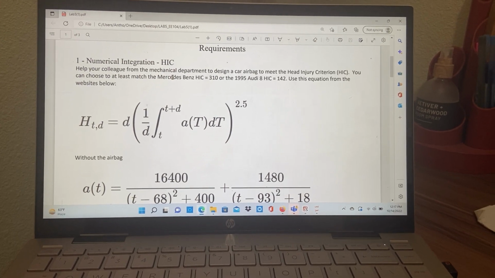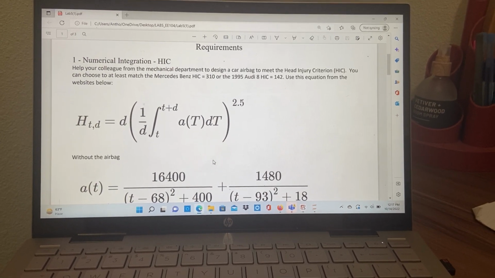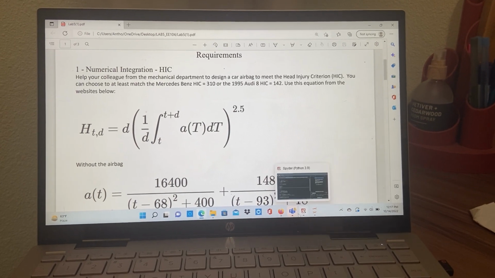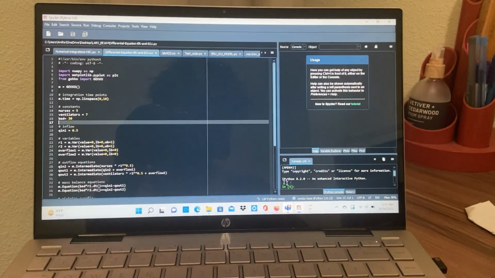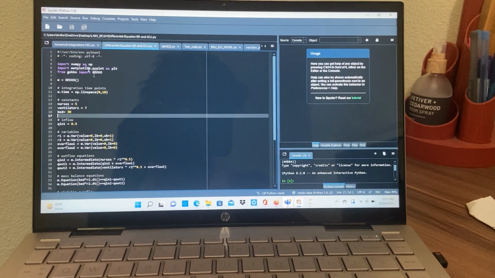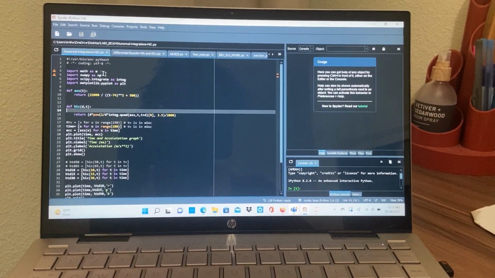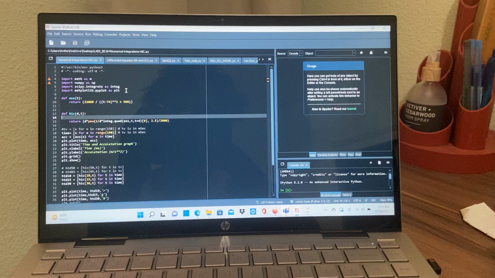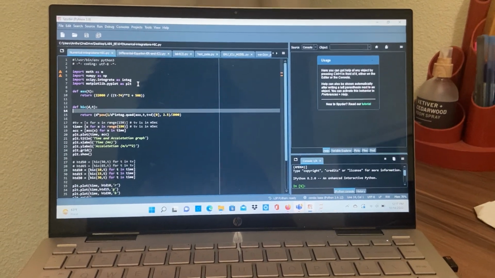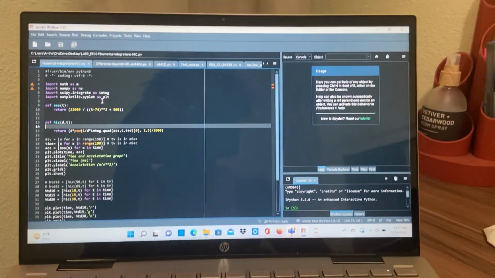There are different areas in this lab that we're going to model, to see how these things work and are done in real life. One of which is the head injury criterion airbag modeling. So this is the code.